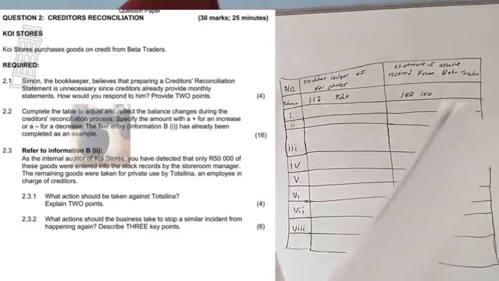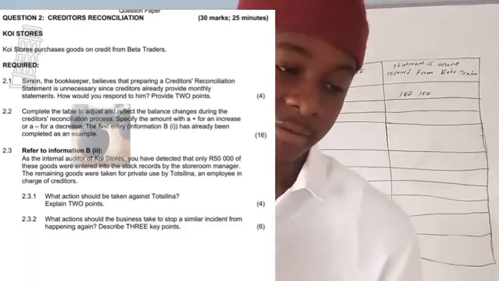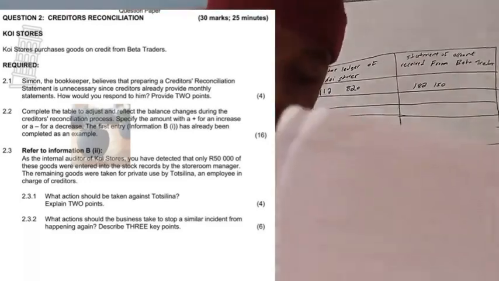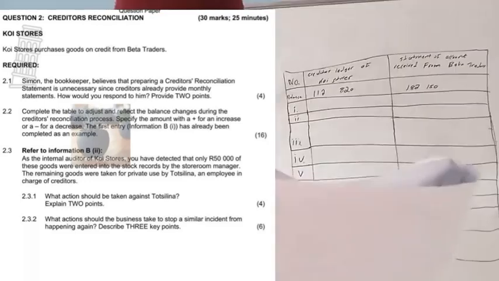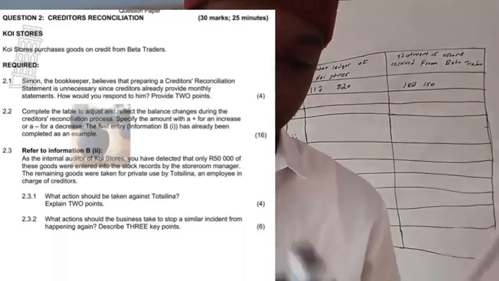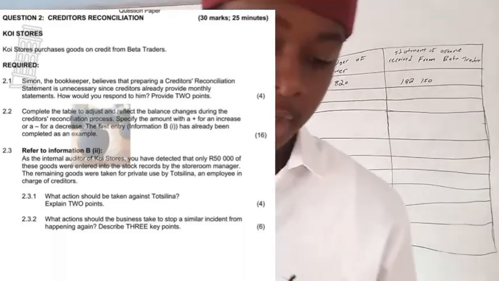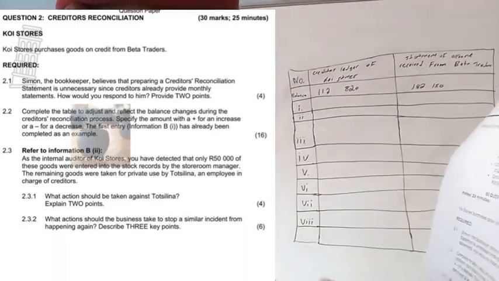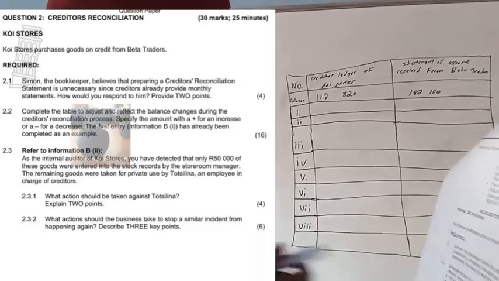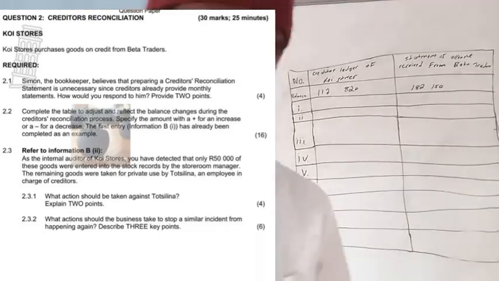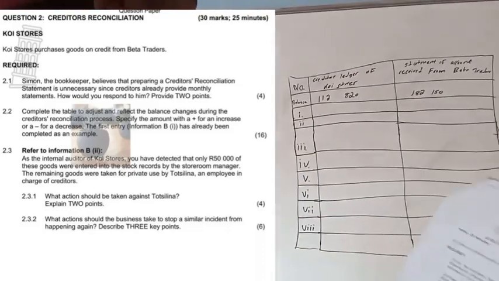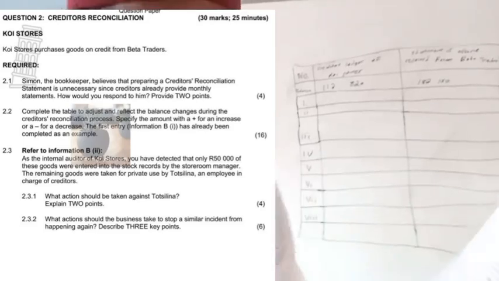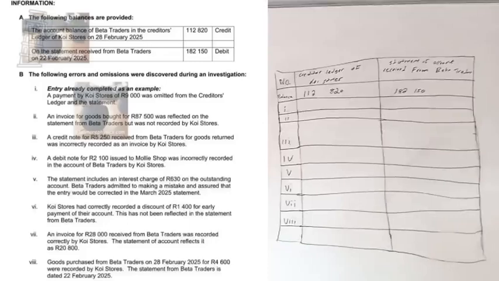So 2.2, complete the table to adjust and reflect the balance changes during the creditors reconciliation process. Specify the amounts with a plus for an increase or minus for a decrease. The first entry, information B, has already been completed as an example. So guys, the balances are already completed. You see the balances are already here. They hold the balances for us. So let's go to Roman numeral 1.